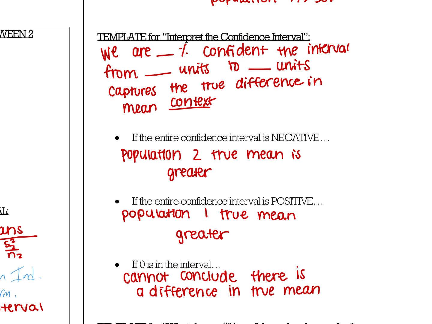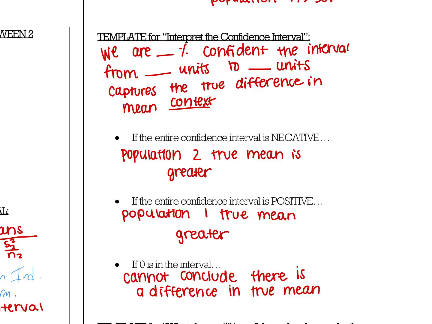Our template for interpreting the confidence interval is here. We are blank percent confident. The interval from the low value to the high value captures the true difference of the mean in context. So try to make sure you highlight those three elements: the confidence level, the two boundaries for your interval, and then the true difference in context. The same things from proportions.